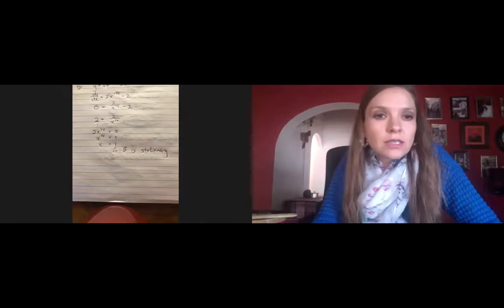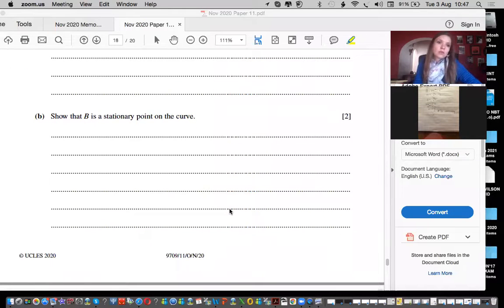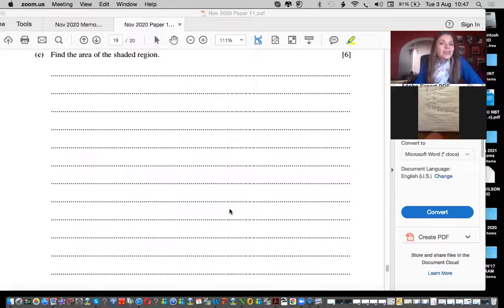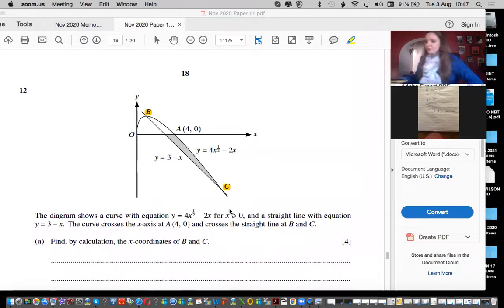And we've proven it. How many marks did we get for that? 2 marks. We did show that B is a stationary point. We didn't use it. We were just showing that it is stationary. Then last one for 6 marks. I know some of my students left this question out when they wrote this, just due to time constraint and stress, the area of the shaded region. That's a perfect way to end today, is the area of a shaded region.